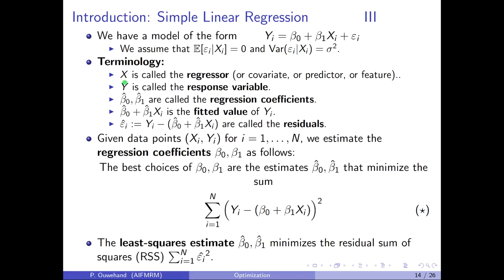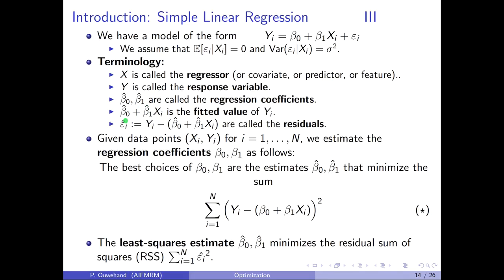Now, the random variable x here is called the regressor, or the covariate, or predictor, or feature. The word feature is used in machine learning. And y is called the response variable. Here, beta 0 and beta 1 are given hats to denote that they are estimates of the true values of beta 0 and beta 1. If you had a slightly different data set drawn from the same distribution, you would obtain slightly different values of beta 0 and beta 1. And these are called the regression coefficients.